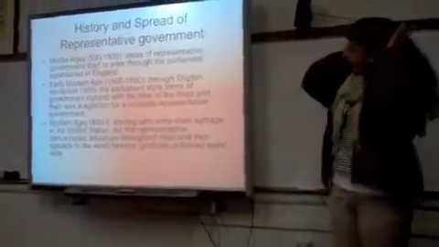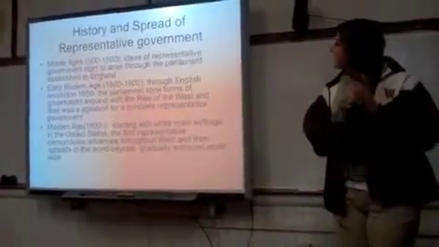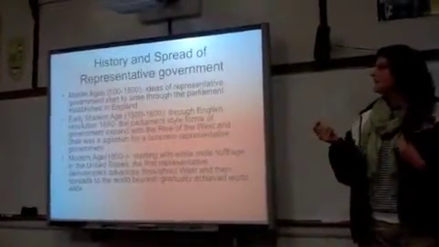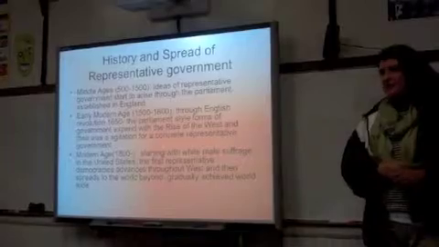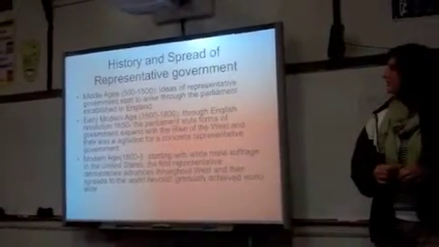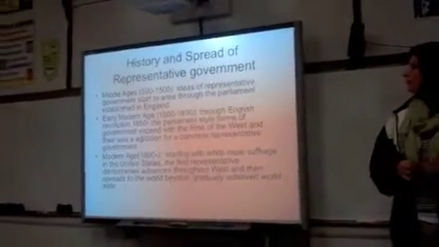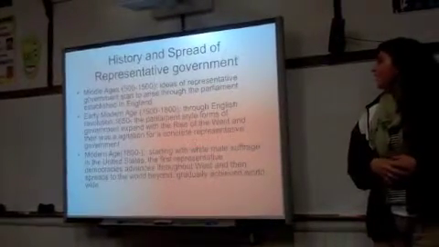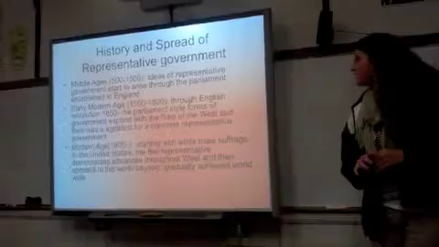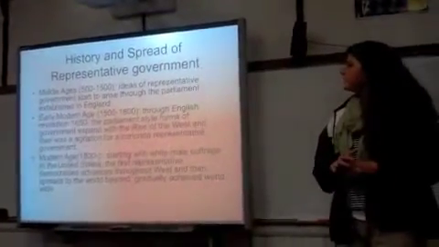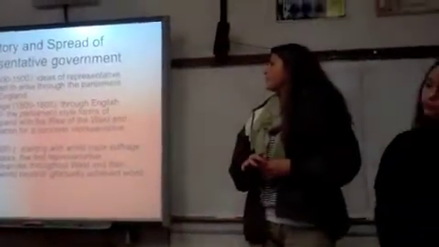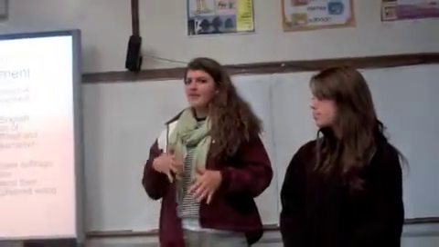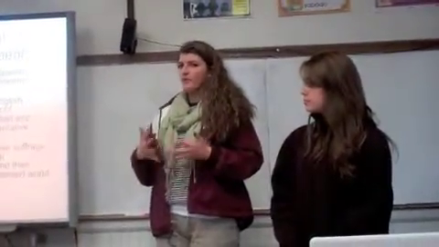Okay, so the history and spread of representative government. Before representative government, there were more dictatorships and bureaucracy where one person was on top. And during the rise of the West, it switches. From 500 to 1500, the ideas of representative government start to arise. The first would probably be the parliament that starts to get established in England. They're not there yet, but the ideas of how they would form are starting to arise.